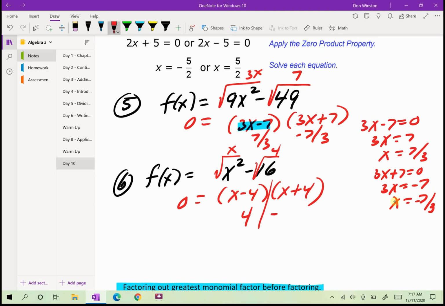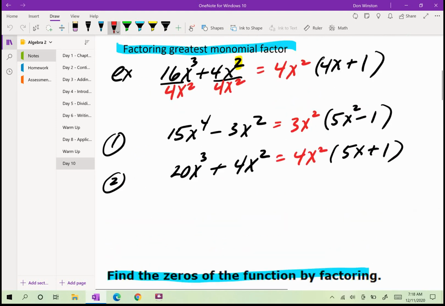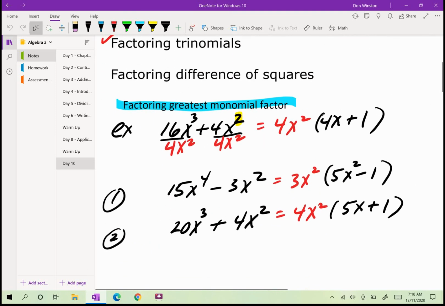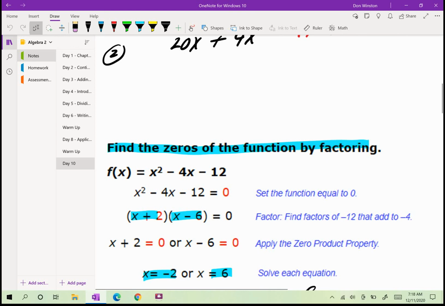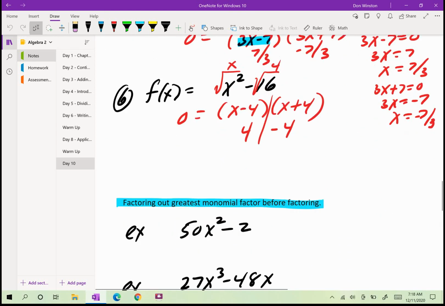Now, this is all leading up to factoring by grouping. Believe it or not, everything we have been doing so far, and this is why I'm reviewing, all the factoring we have done, factoring out greatest monomial factors, factoring trinomials, factoring difference of squares, will all be required when we factor by grouping.